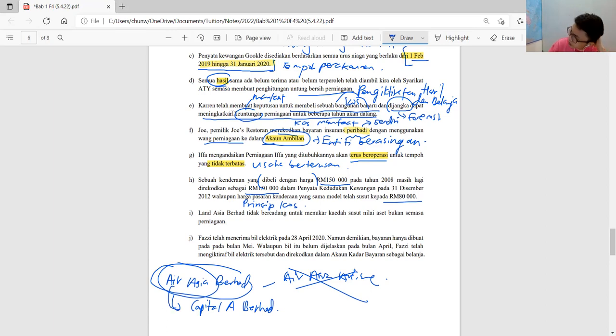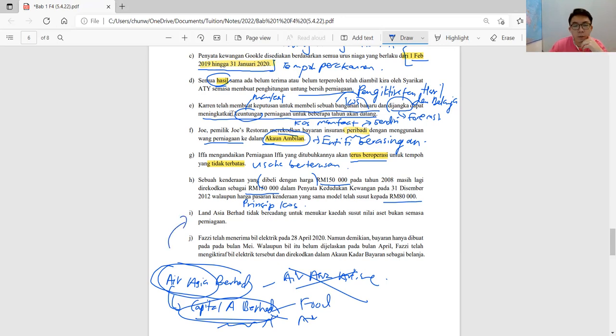I think it was last year, to Capital A Berhad. So here they have a food business, an airline business, and different businesses under it. Alright, so come back to here. That's just for your general knowledge.